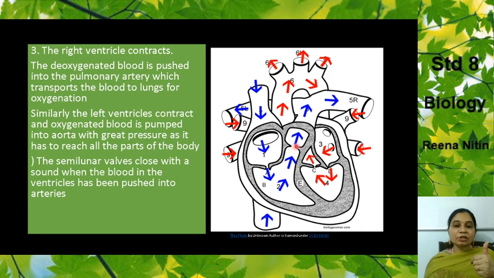Again, these valves will close. The semilunar valves will open and close at this time, because the blood has been pushed out into the artery, and on this side it has gone into the aorta. And again, it comes back. It goes to the lungs and comes back. Again, this will open, will enter down. Then this will close. Again, this will open, and the process goes on.